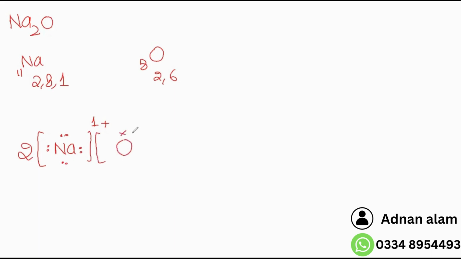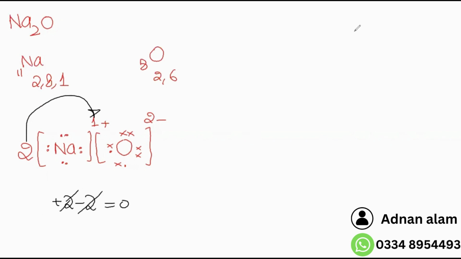And oxygen has 6 valence electrons like this. So 2 sodium atoms together will lose 2 electrons, and 1 oxygen atom will gain those 2 electrons. So this is the dot and cross diagram for sodium oxide. Now you can notice here that the total positive charge is +2 and the total negative charge is -2, so the net charge should be 0. Only then will your dot and cross diagram be correct, if the net charge happens to be 0.